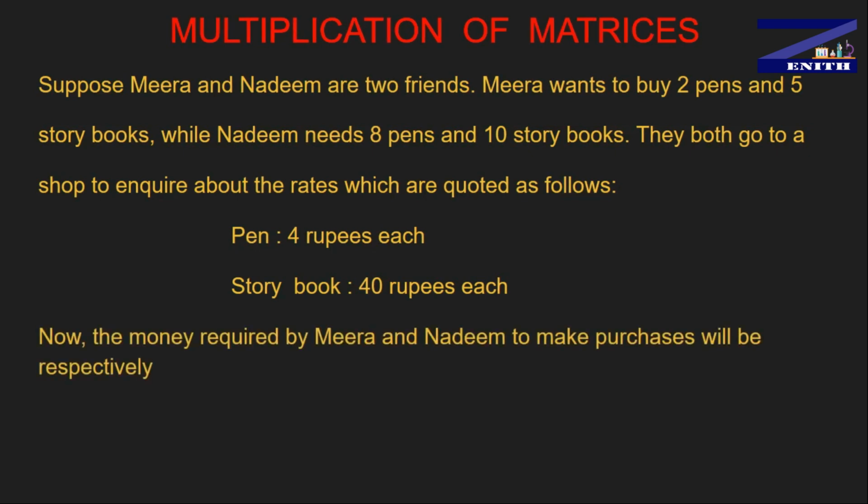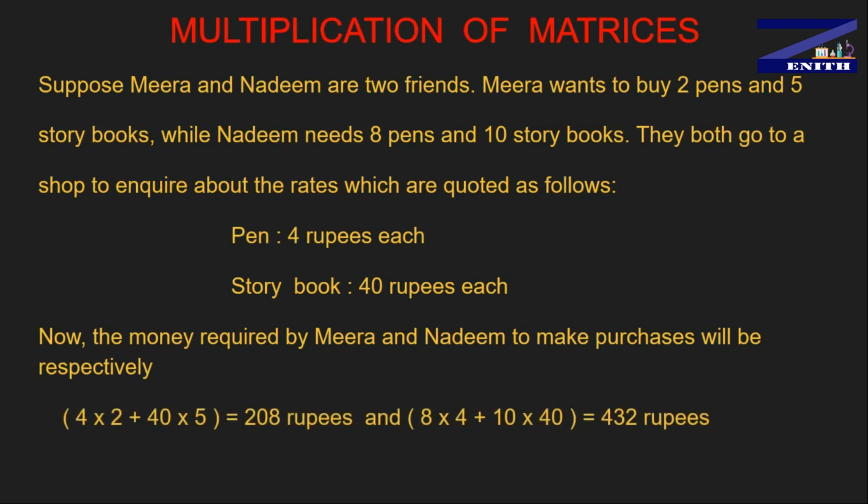Now the money required by Mira and Nadeem. Nadeem wanted to buy 8 pens and 10 storybooks, and on the other side Mira wanted to buy 2 pens and 5 storybooks. A pen is 4 rupees each and a storybook is 40 rupees each, and the money required by Mira and Nadeem to make the purchase will be described respectively like this. So this is the money required by Mira and Nadeem. Now we have the basic information.